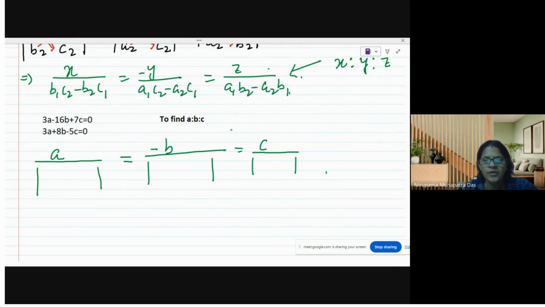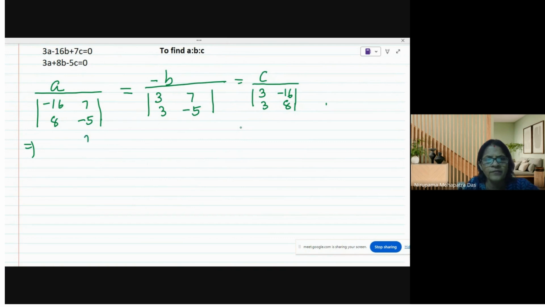Now in the denominator we are going to have 2 by 2 determinants. For a we have minus 16, 7, 8, minus 5, the coefficients of b and c. For minus b we are going to take 3, 7, 3, minus 5, and for c we are going to have 3, minus 16, 3, 8. I hope you followed the pattern here. Whenever we are considering a, we take the coefficients of b and c. Similarly, for minus b, in the denominator we have the coefficients of a and c, and similarly for c also.